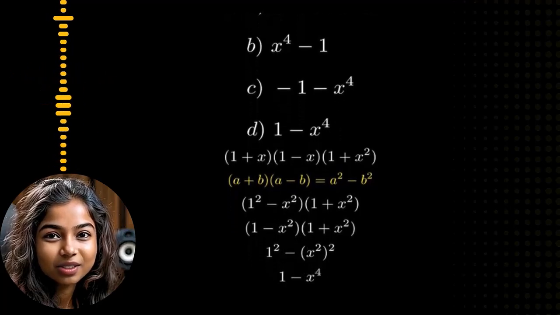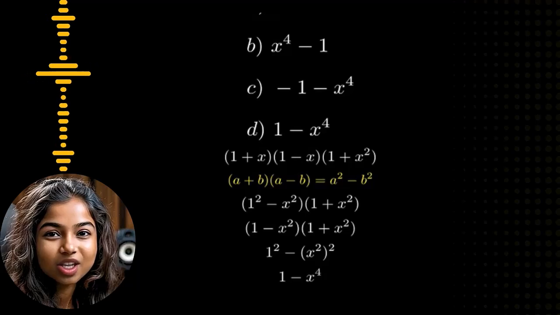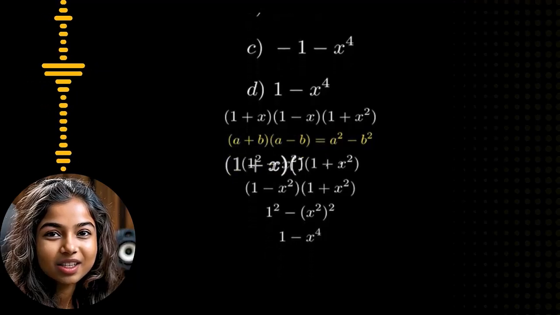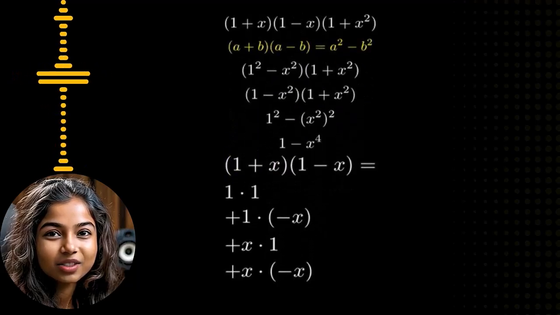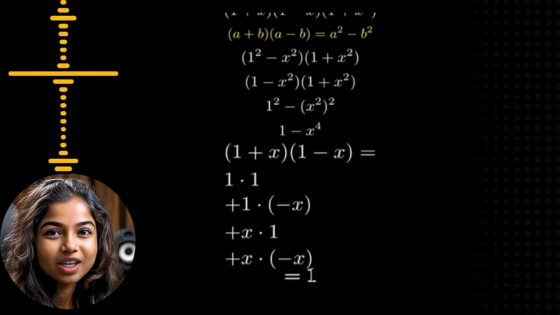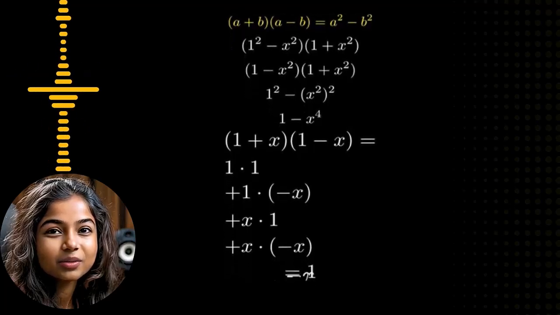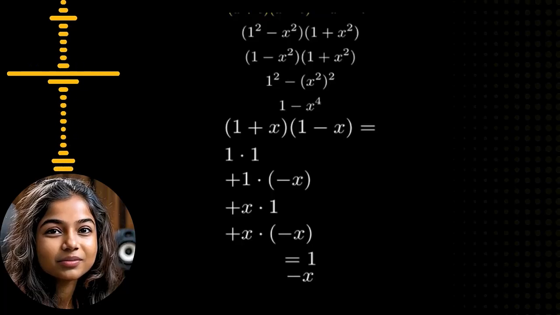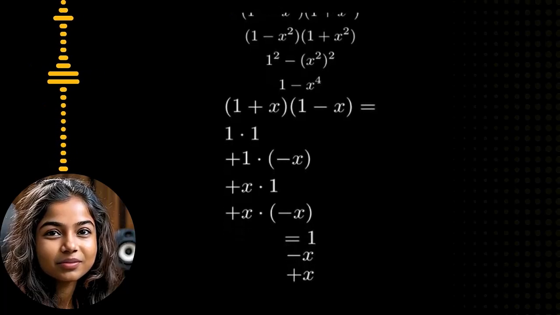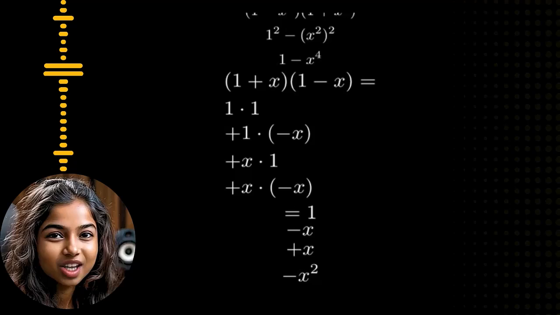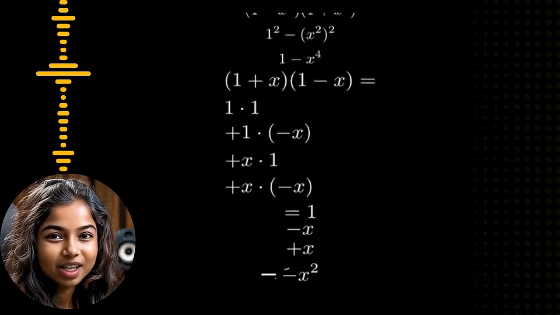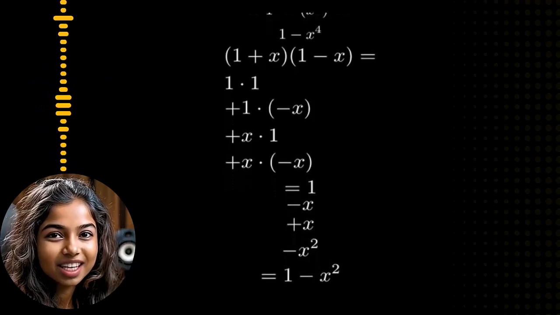Let's verify this step by step using the FOIL method to make sure our pattern recognition was correct. First, let's multiply 1 + x and 1 - x. First terms: 1 times 1 is 1. Outer terms: 1 times negative x is negative x. Inner terms: x times 1 is x. Last terms: x times negative x is negative x². Adding these together, 1 - x².